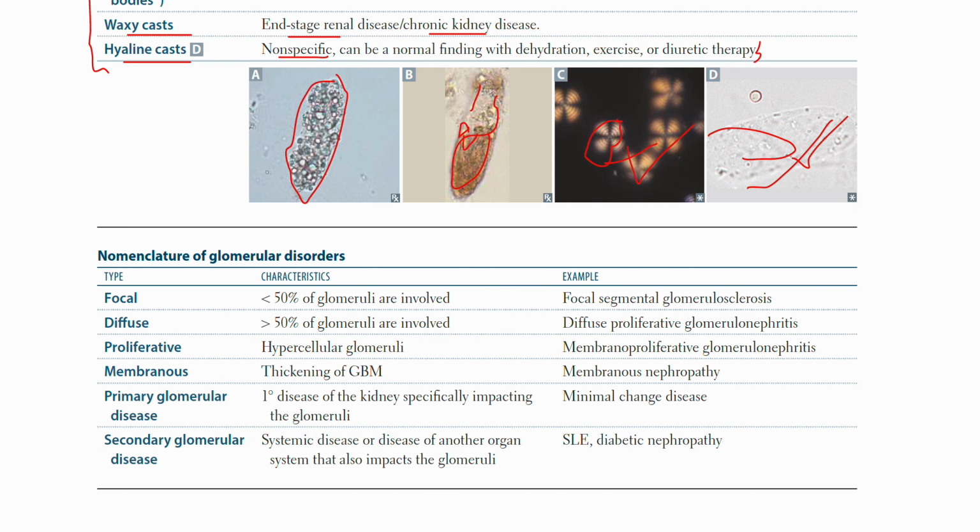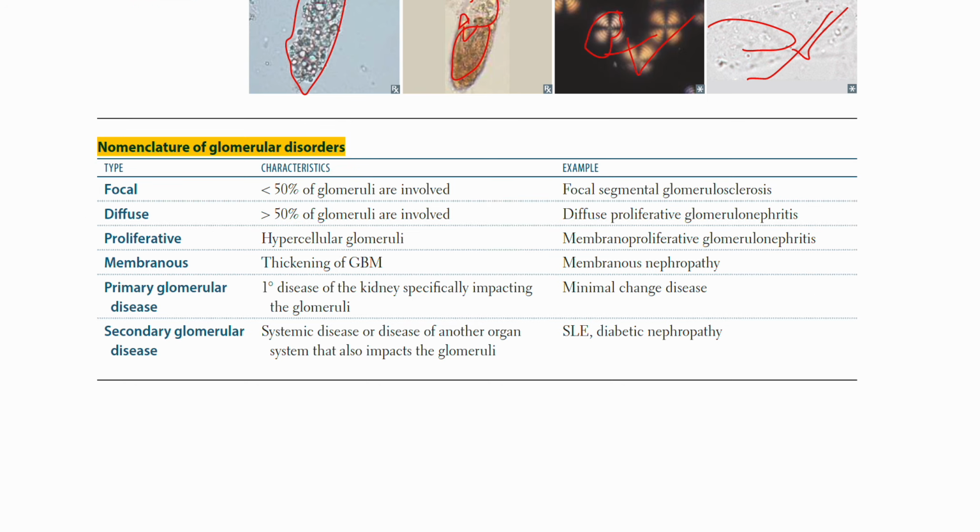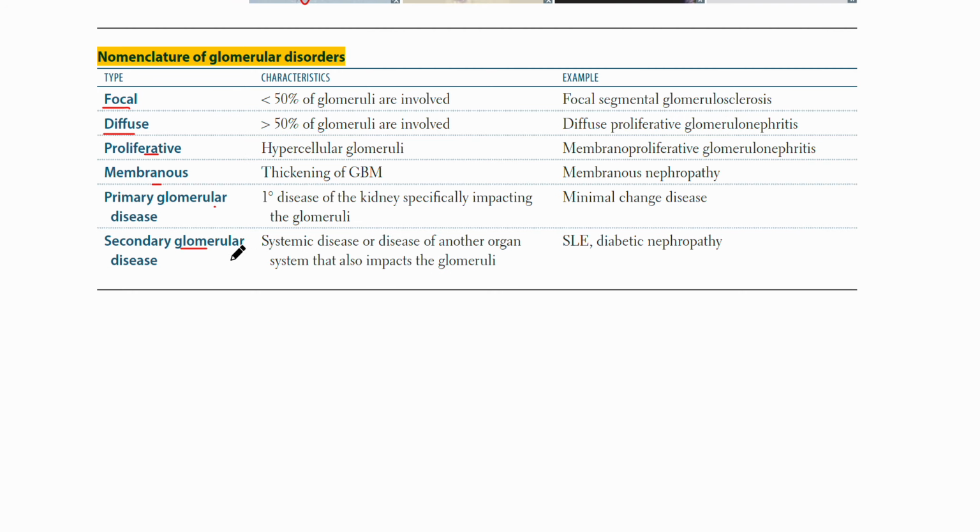So there is nomenclature. This is very important for the upcoming concept. We have to know the nomenclature of glomerular disorders: focal, diffuse, proliferative, membranous, primary glomerular disease, and secondary glomerular disease. This is very important, not only for this class, but for the upcoming session.